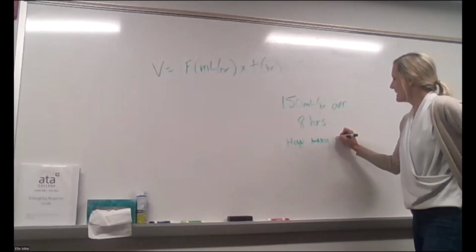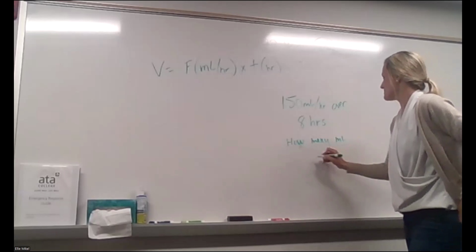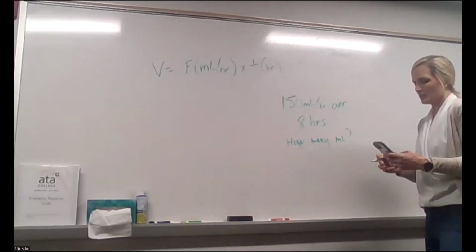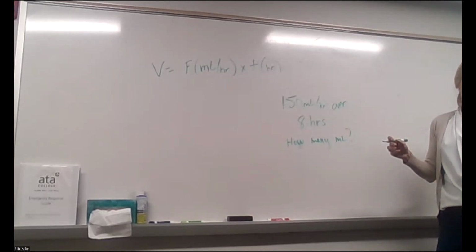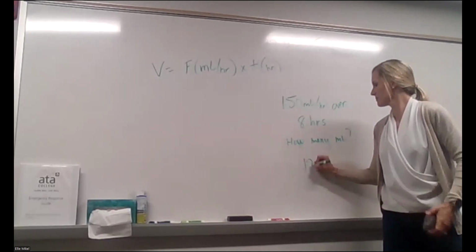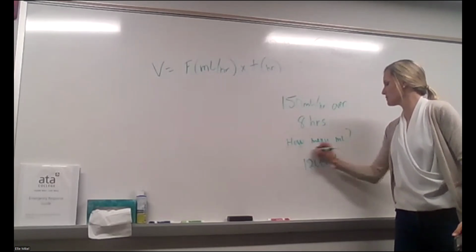How many milliliters will the patient receive? So in that case, it's just 150 times 8, which is 1200. So they would receive a total of 1,200 milliliters.